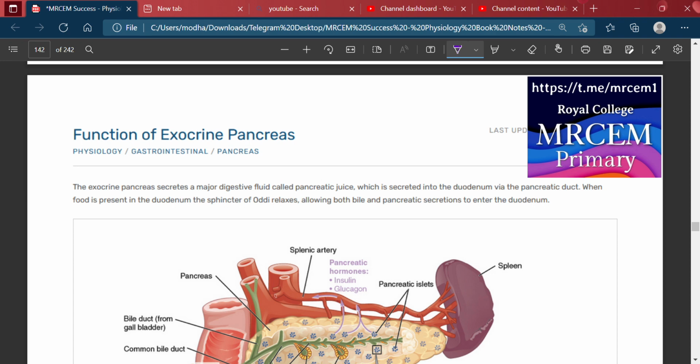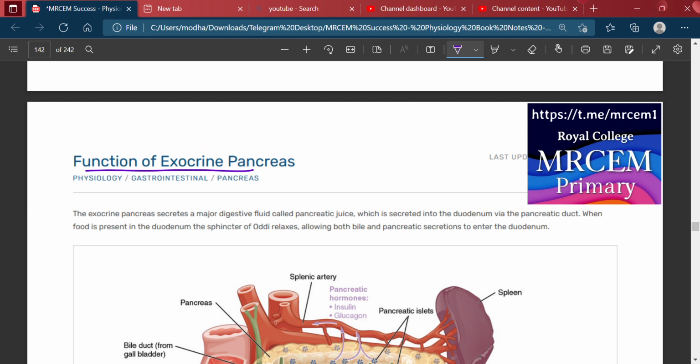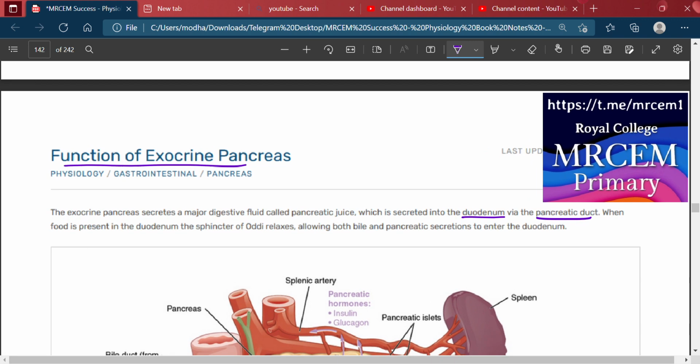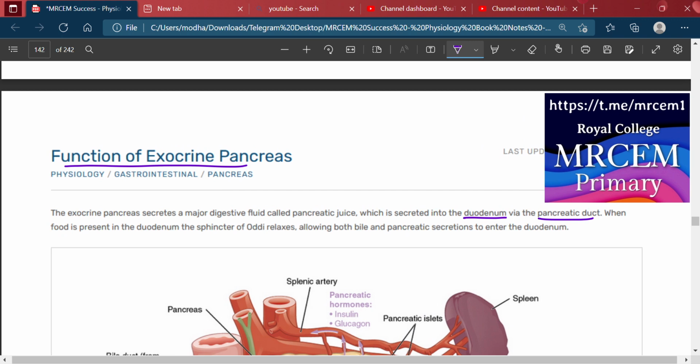Okay, so we will see now the function of the exocrine pancreas. The exocrine pancreas secretes a major digestive fluid called the pancreatic juice, which is secreted into the duodenum via the pancreatic duct. When food is present in the duodenum, the sphincter of Oddi relaxes, allowing both the bile and pancreatic secretions to enter into the duodenum.